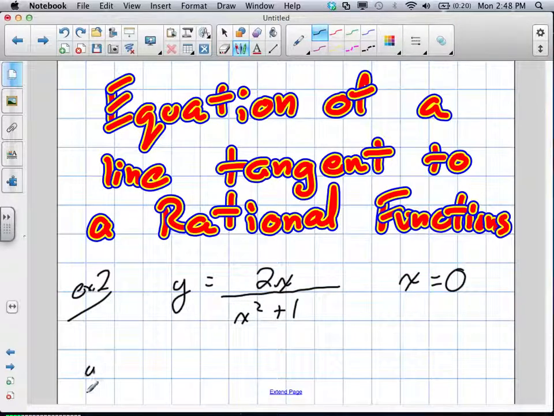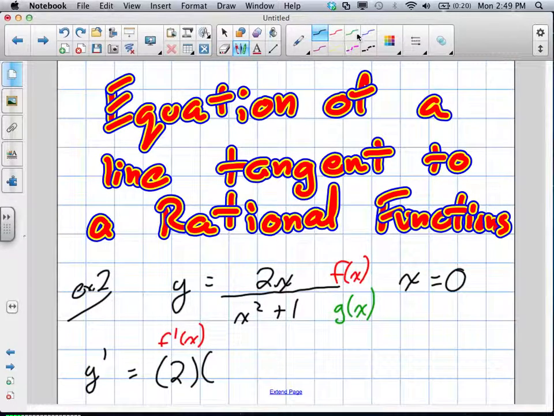So in order to derive this function, we're looking for y prime. Remember, instead of f at x, we're using y in this case. And we're just going to denote these so we know that this is our f at x and this is our g at x. So for our quotient rule, we need to find f prime x. So f prime is the derivative of 2x, which is just 2. And it's going to be multiplied by g at x, which is the original function on the bottom, x squared plus 1. We then subtract the original function on the top, f at x, which is 2x.